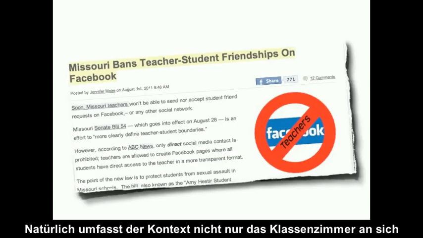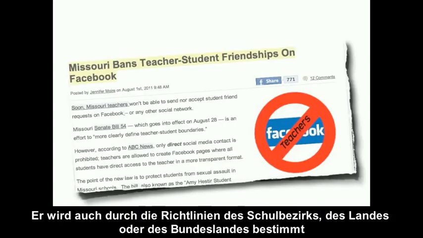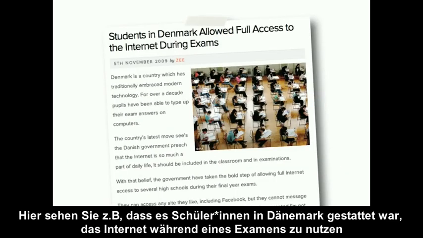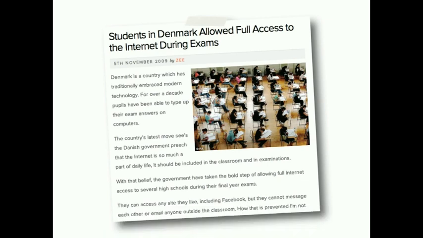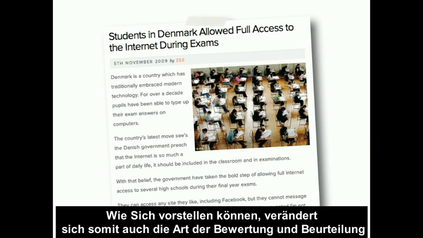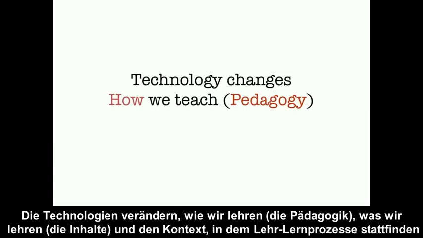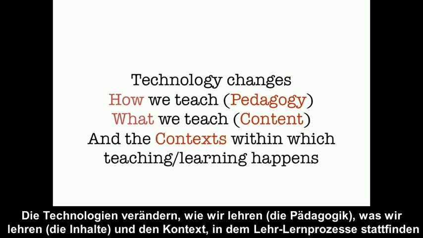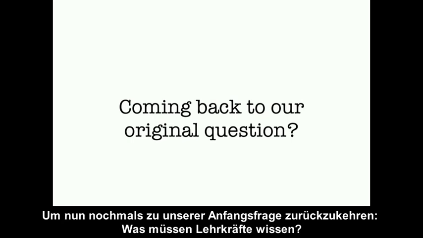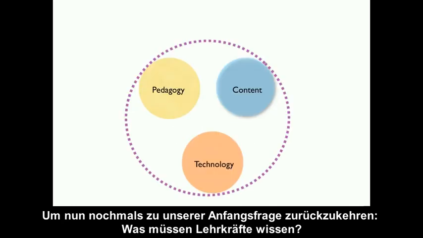Of course, context is more than just the immediate classroom. These are also determined by the policies of the school district or the country or the state in question. For instance, here's another one where students in Denmark were allowed full access to the internet during exams. As you can imagine, this changes the kind of assessment of learning that we can do. So technology changes how we teach, the pedagogy, what we teach, the content, and the context within which teaching and learning happen. So coming back to our original question, what is it that teachers need to know?